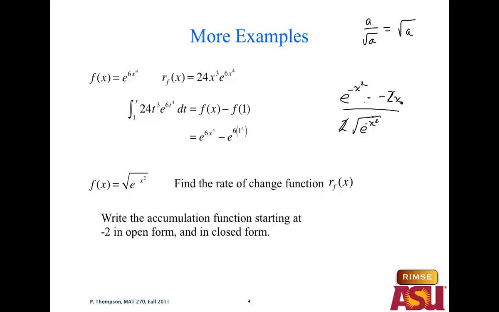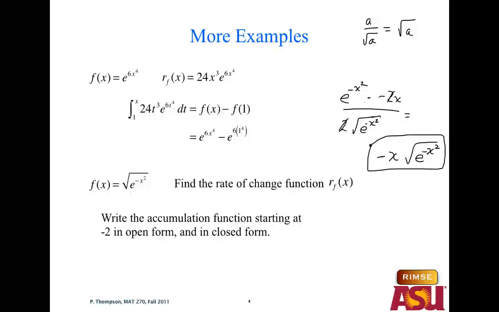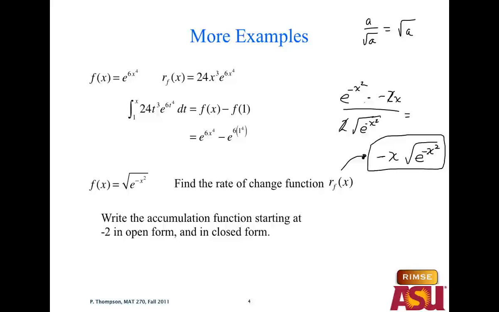So we still have that x, right? So this whole thing becomes negative x times the square root of e to the minus x squared. So that is our rate function. So write it in open and closed form, exact accumulation, starting at -2.